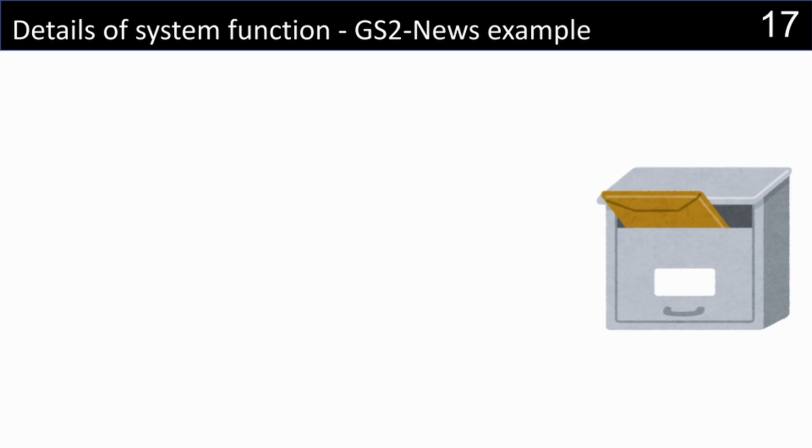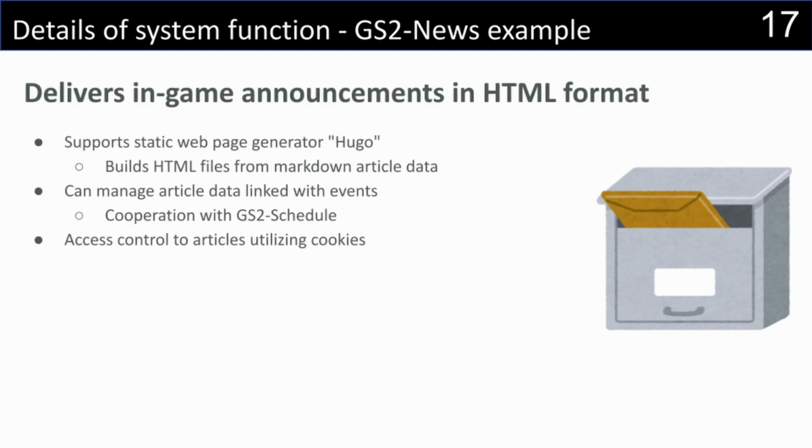Let's discuss more about GS2 News, which allows the delivery of in-game announcements to players in HTML format. In this feature, you can distribute HTML content generated by Hugo, a static web page generator. Hugo creates HTML files based on Markdown formatted article data and templates that determine the page layout and design. Not only can it deliver simple announcements, but by combining it with GS2 Schedule, which manages event schedules, you can also create article data that is linked with events.